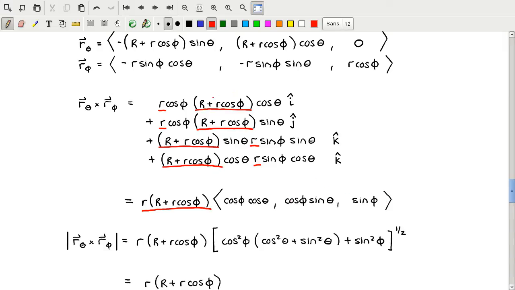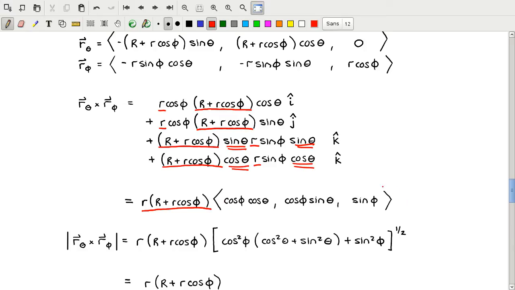Here we have cosine phi cosine theta i hat, cosine phi sine theta j hat, and I've made one more simplification here. Here I have sine squared theta times sine phi plus cosine squared theta times sine phi. And the sine squared plus cosine squared become 1, and we're left with just sine phi. So some simplifications can be made to make this vector much more manageable.